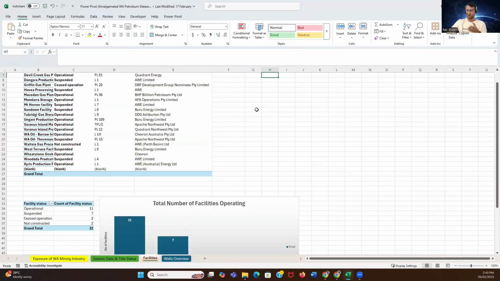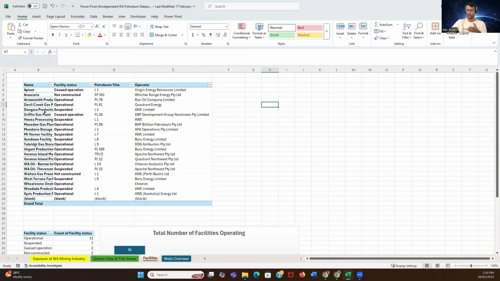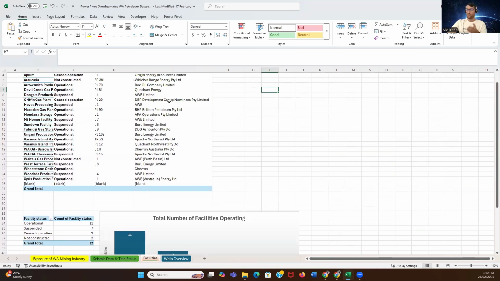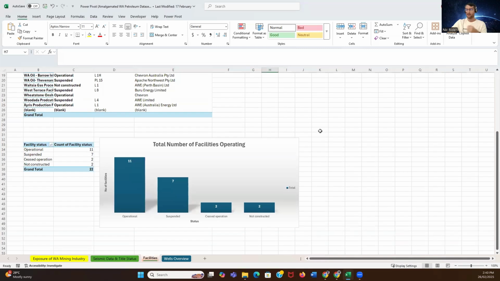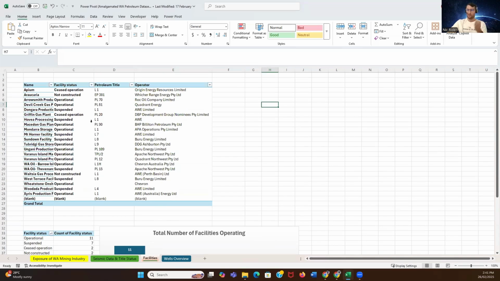Facilities, coming in here, similar to what I was touching on before, you can see the different names of the facilities and the statuses, what lease or title they're on, who has that title within the petroleum market, and the total number of facilities operating here: 11 operational, 7 suspended, 2 ceased operation, and 1 not constructed. And I can go further into that and work out who they are if I want to, by going up here and filtering on facility status.